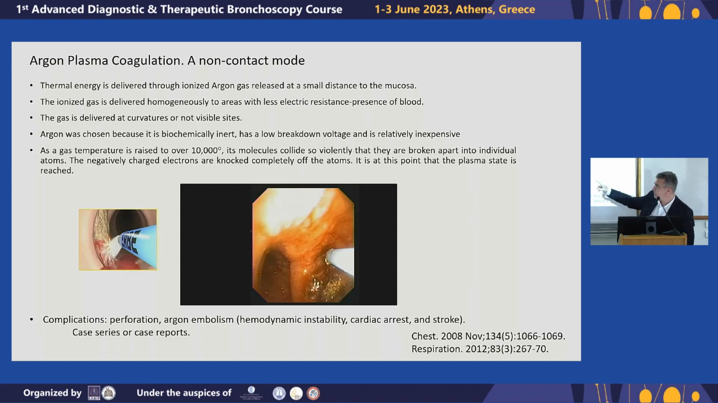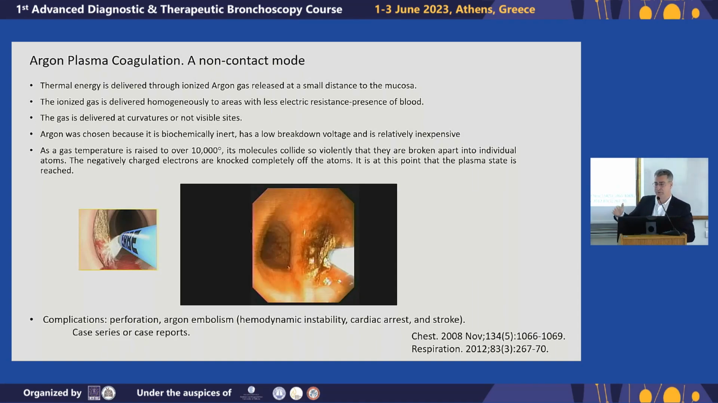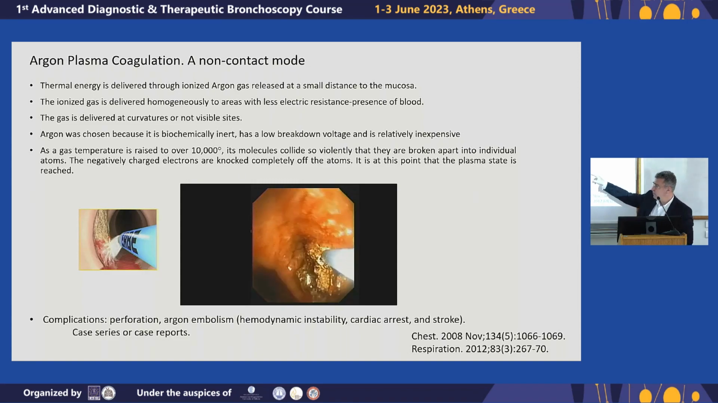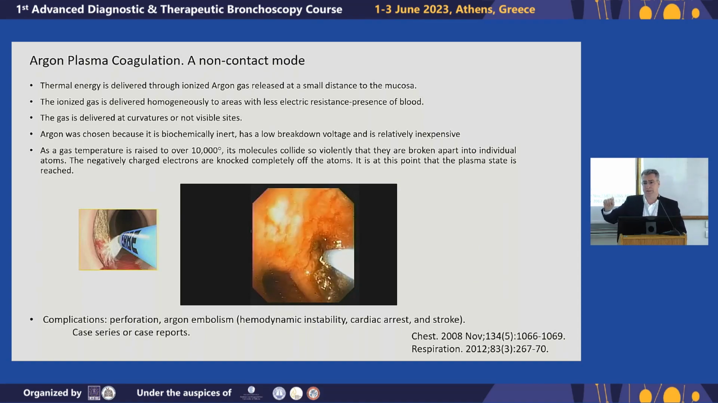APC, as you see, is a non-contact mode. We are spraying the plasma, which is actually ionized gas. It's argon gas, which is ionized, reaches very high temperature as soon as it is expelled through the catheter and burns the tissue. So we spray argon from a 2 millimeter distance, and you will see this in the hands-on.